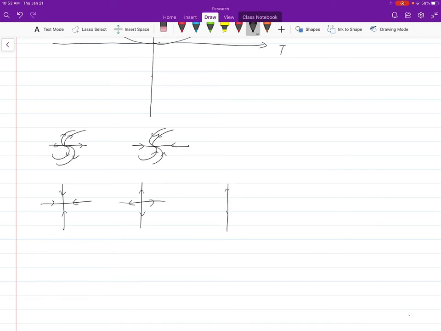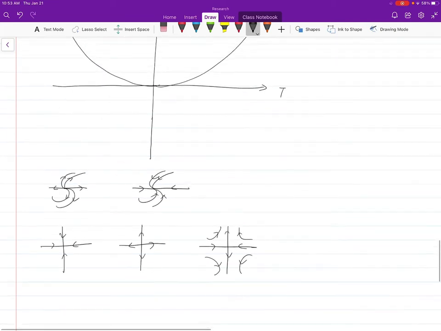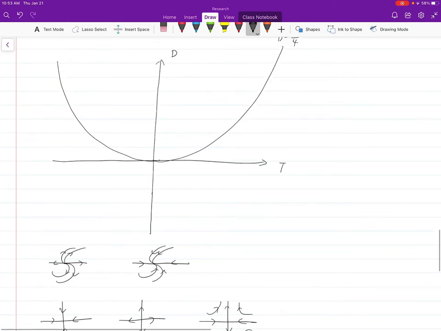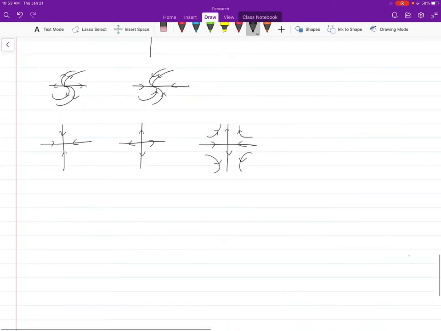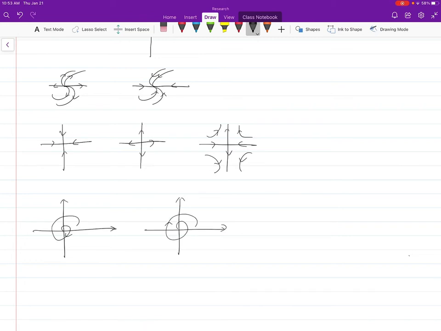And then one up, one down. It really depends on which direction you have. Okay, that's for two distinct real, and that should go below the parabola. And then finally, we have the complex pairs. Source, and then center. Center.